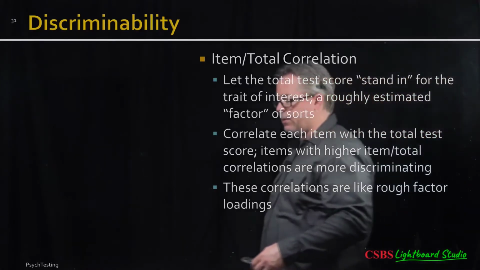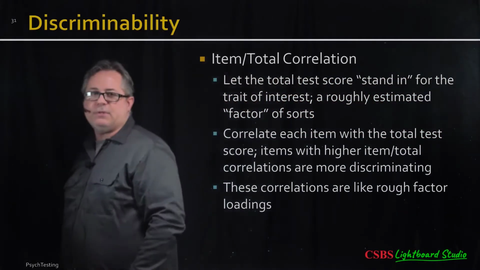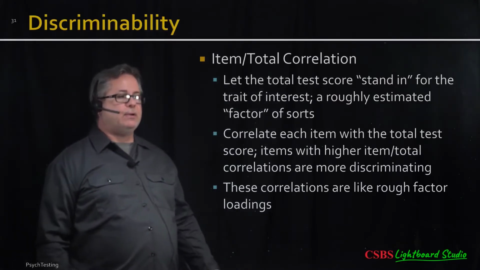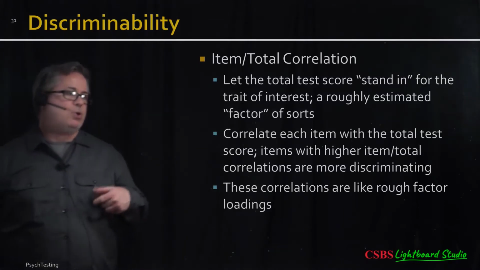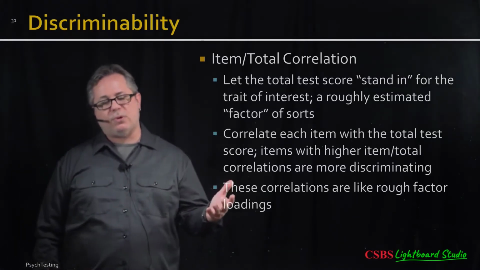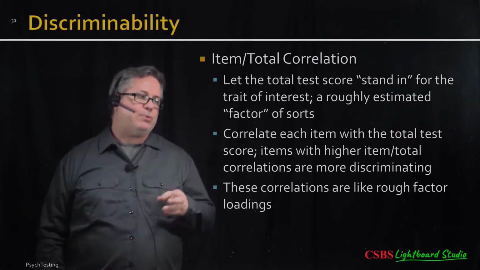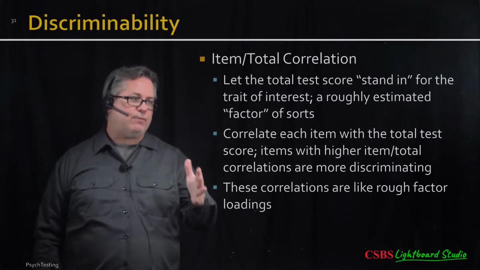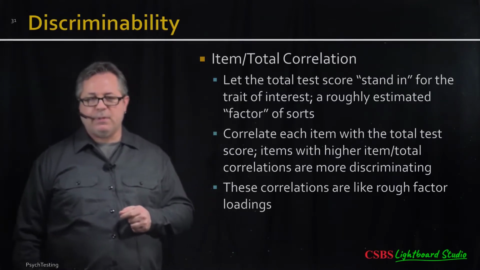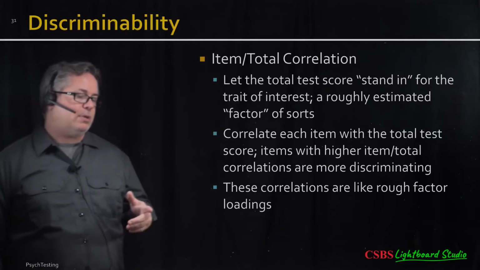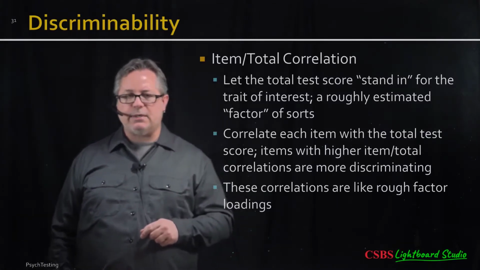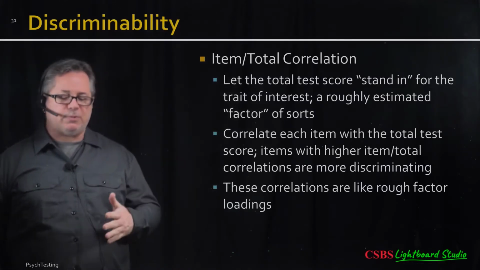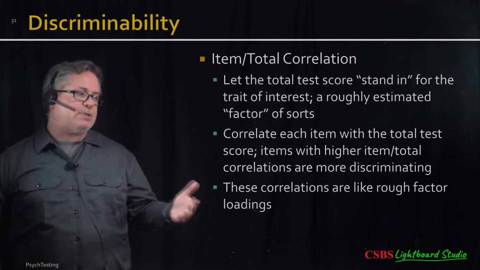One of the more common ways is to look at something called the item total correlation. The idea here is that I let the total test score, like the sum total on the CESD, represent the trait of interest. So the total test score is their level of depression on the CESD, or the total test score on our MMPI content scale is their level of social anxiety. Higher numbers mean higher social anxiety, lower numbers mean lower social anxiety, okay? So let that stand in for it.